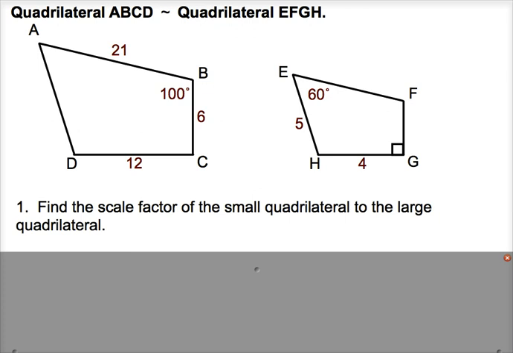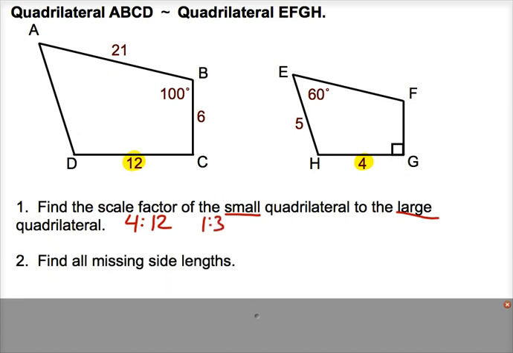So I need to find two sides that are corresponding. So I see the 4 and the 12. And when I write down the scale factor, I'm making sure that I go in the order that they're asking, which is small to large. So the small is 4, the large is 12, and then I reduce by 4 and get the scale factor is 1 to 3. Number 2, find all missing side lengths.